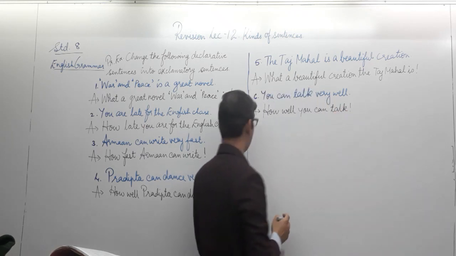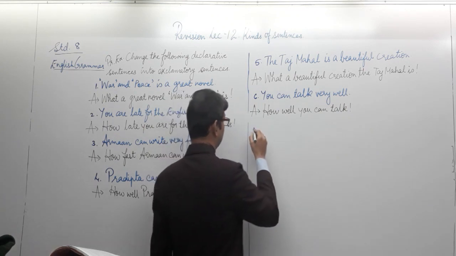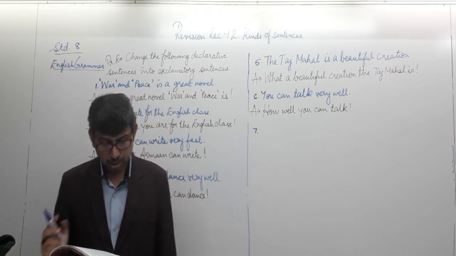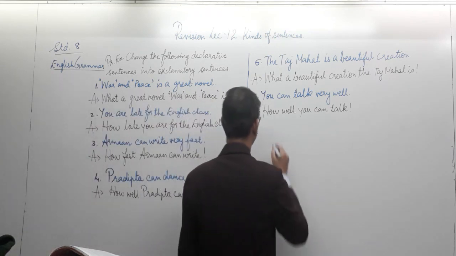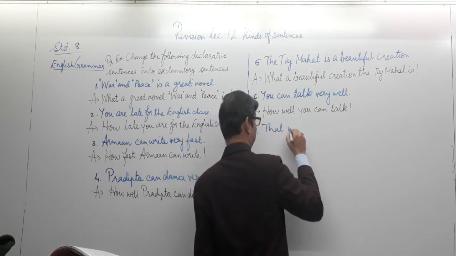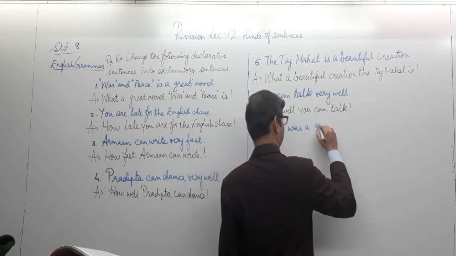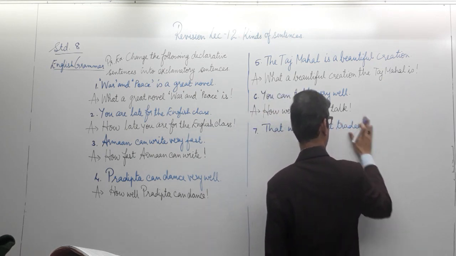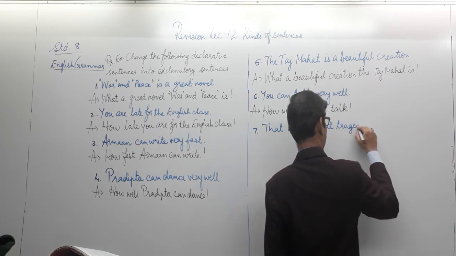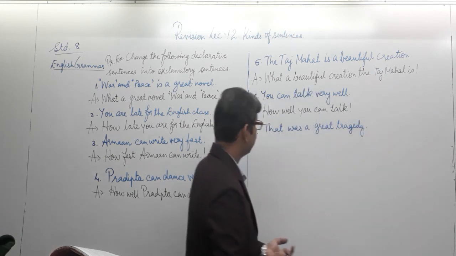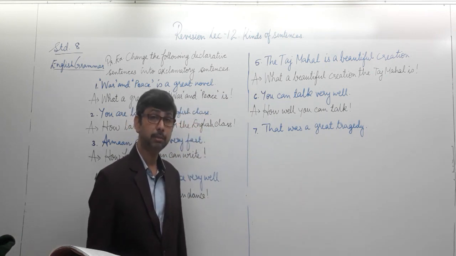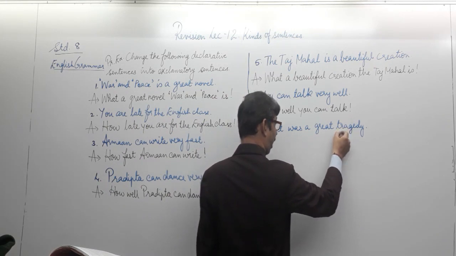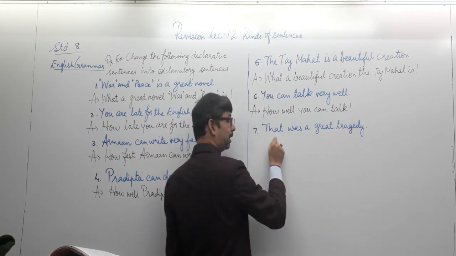The exclamation mark. 7th one. That was a great tragedy. A declarative sentence given to us, that was a great tragedy. So we are once again concerned about the great tragedy, which is already pointed out by saying that.